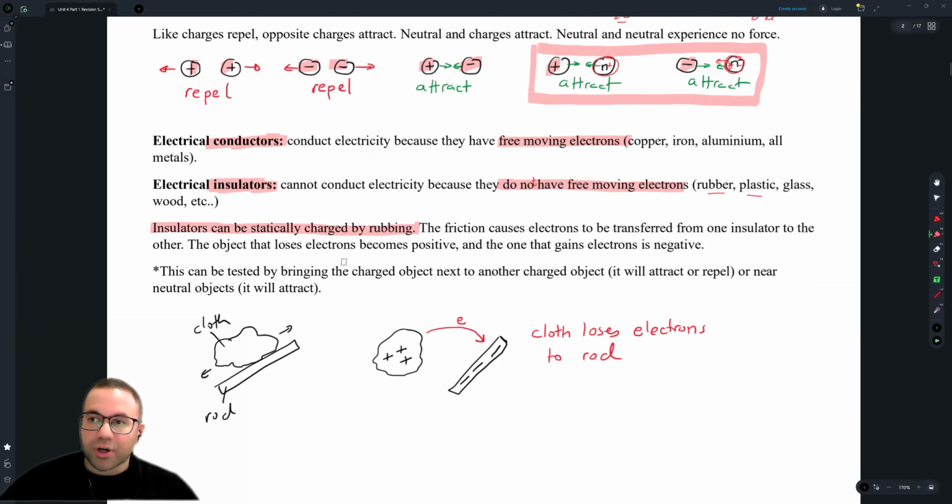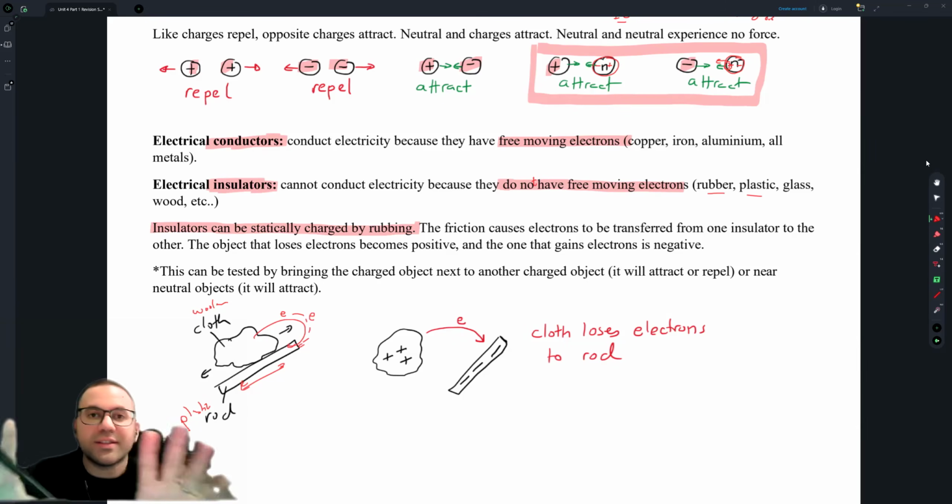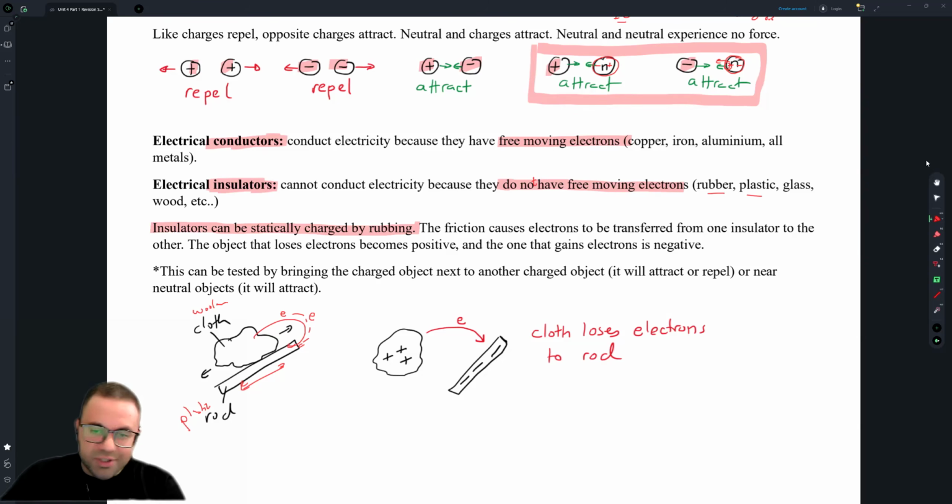So for example, if you rub a plastic rod, not a metal rod, with a woolen cloth, the friction between the cloth and the plastic rod causes some electrons to be transferred from one object to another. The cloth could lose electrons and give them to the rod, or vice versa. This depends on the materials, and we're not going to study which materials lose or gain.